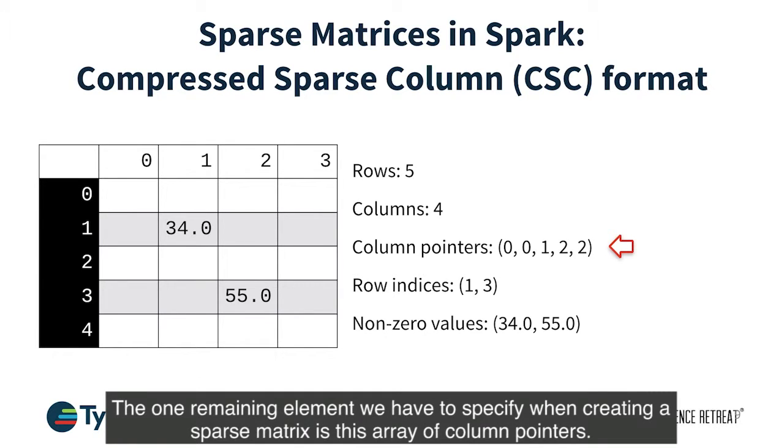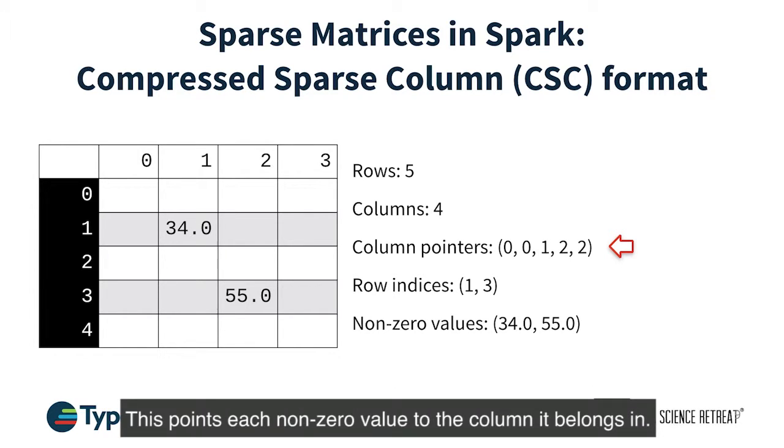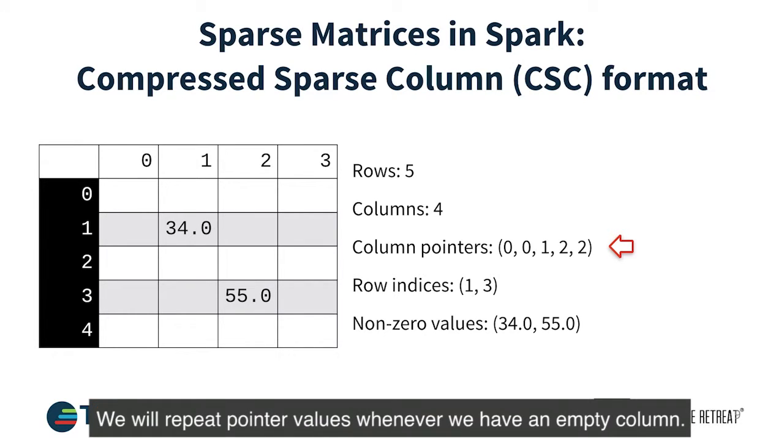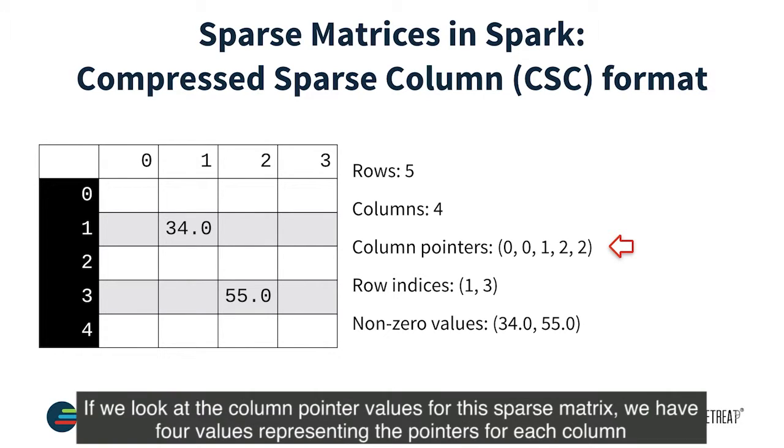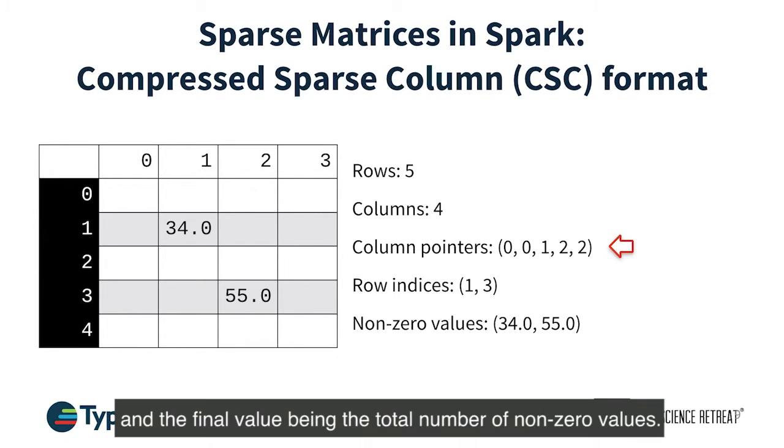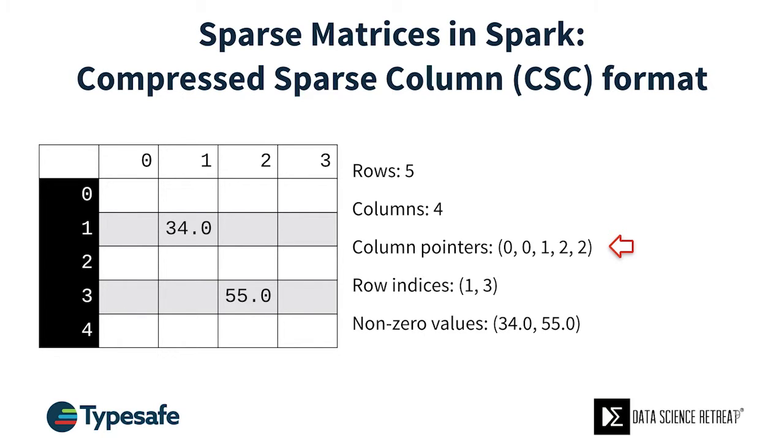The one remaining element we have to specify when creating a sparse matrix is this array of column pointers. This points each non-zero value to the column it belongs in. We will repeat pointer values whenever we have an empty column. If we look at the column pointer values for this sparse matrix, we have 4 values representing the pointers for each column, and the final value being the total number of non-zero values.